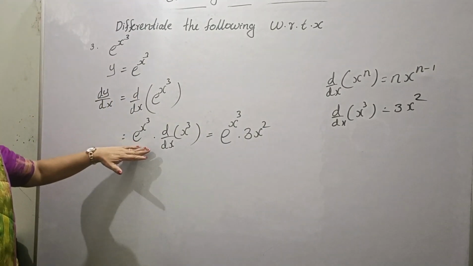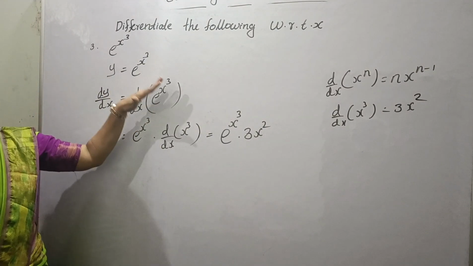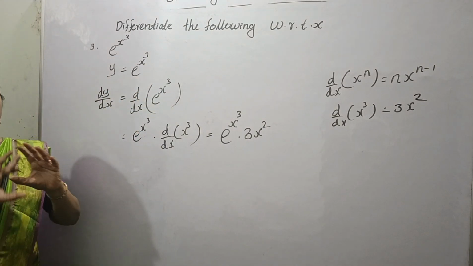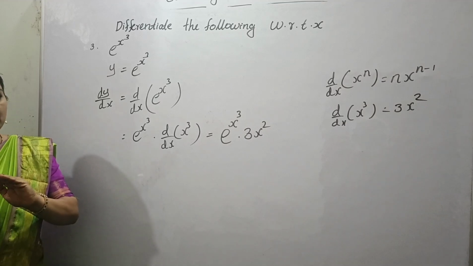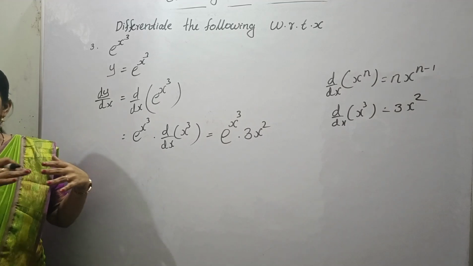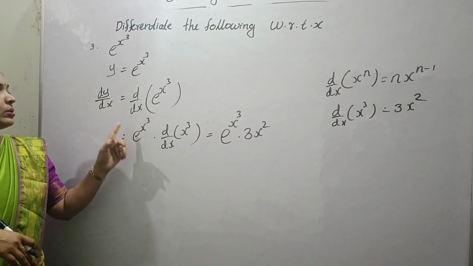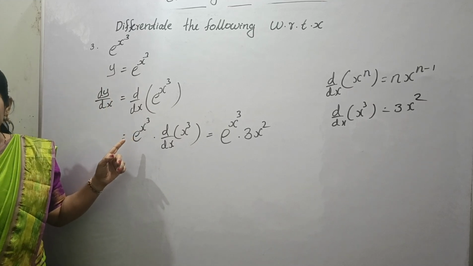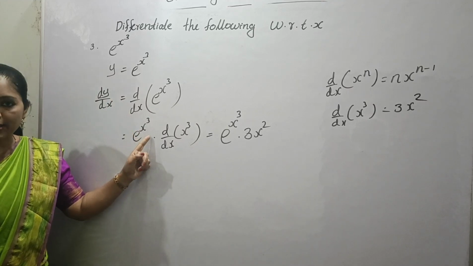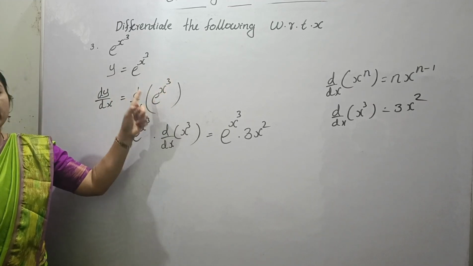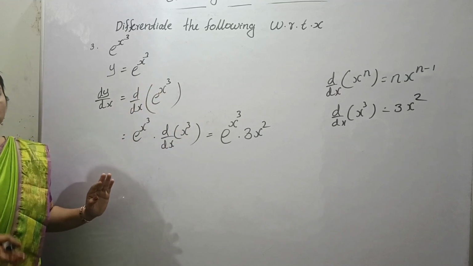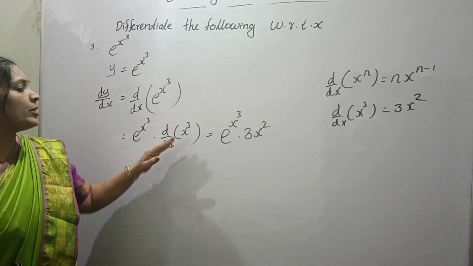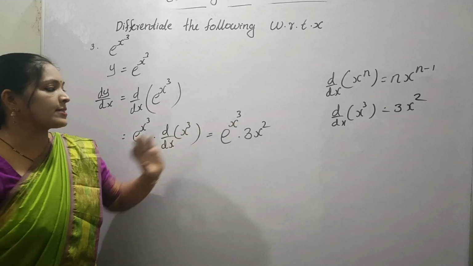Okay. So d by dx of e raised to x cube is, first of all you just take x cube as x. So what is the derivative of e raised to x? E raised to x itself, right? So e raised to x cube, but not x here. E raised to x cube into derivative of x cube. Chain rule. Then e raised to x cube into derivative of x cube is 3x square.